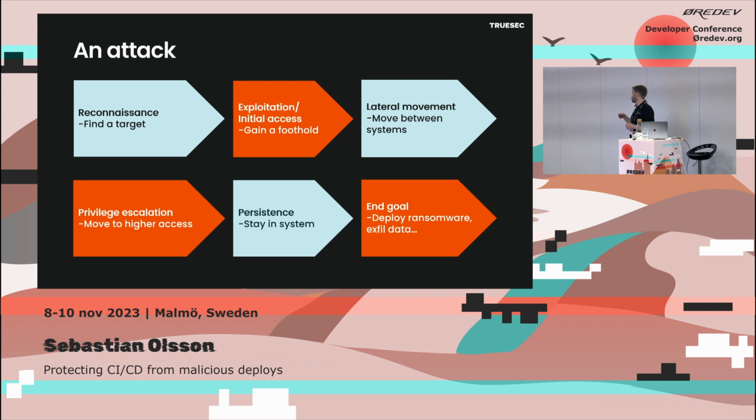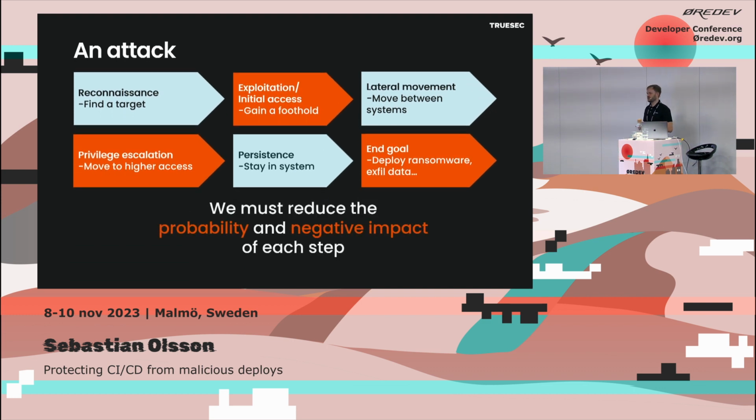In the case of espionage, maybe we would more slowly stay in the system and exfiltrate data. And in those cases, persistence would be even more important than in a ransomware case, where we might actually deploy the ransomware fairly soon. I should avoid saying we all the time, because I'm not doing this, but other people are. So for each of these potential steps in that process, we want to reduce the probability and the negative impact.